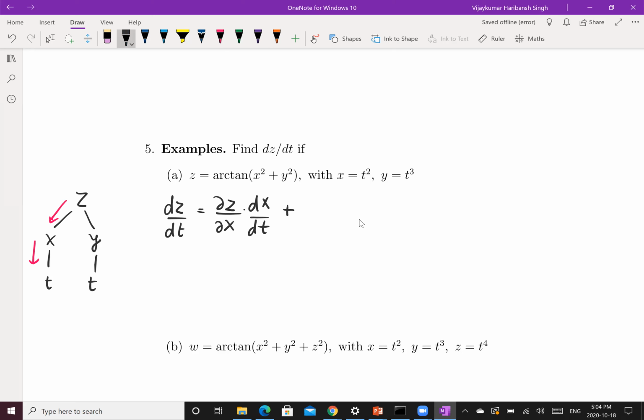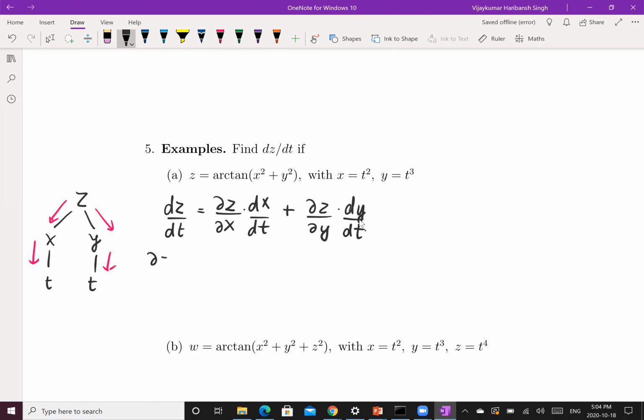plus, then we have what we have. Now we have to go along this other path. So we get the partial derivative of z with respect to y times dy by dt. So now let's compute these objects.